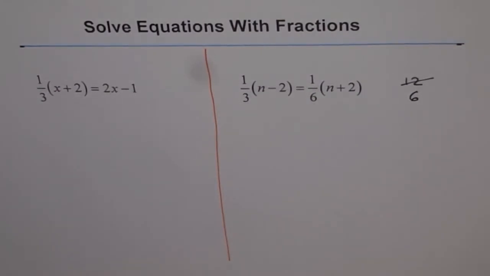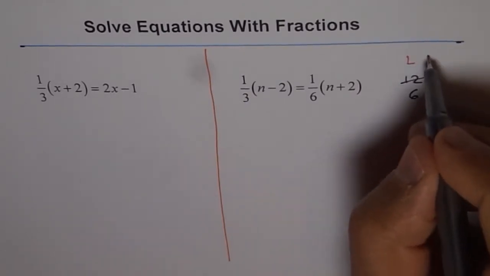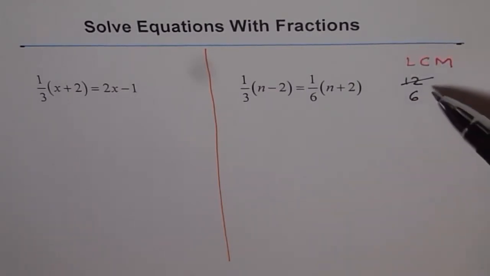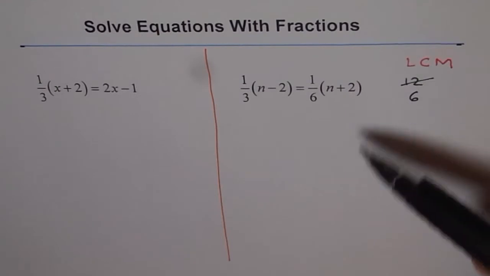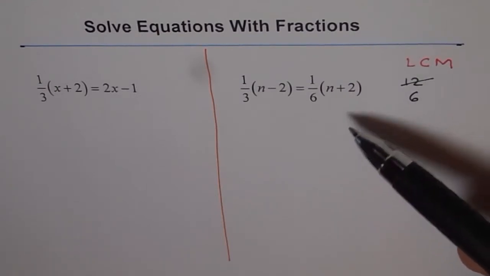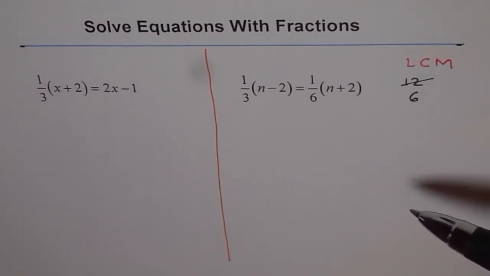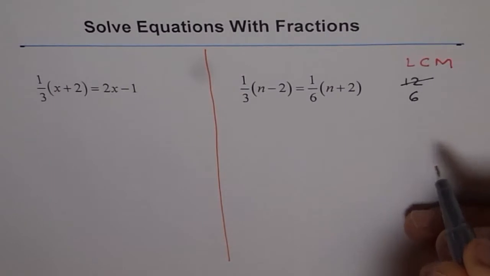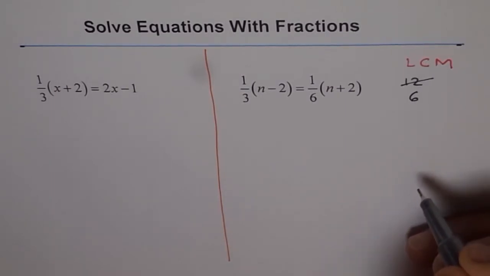Now how to figure out what this number is, right? This number is actually called the lowest common multiple. So what you are trying to figure out is the lowest common multiple, right? If I had taken 12, in that case unnecessarily I would be involving bigger numbers. So 6, the lowest common multiple, is a better choice. Now you can look into my video which shows how to find the lowest common multiple.